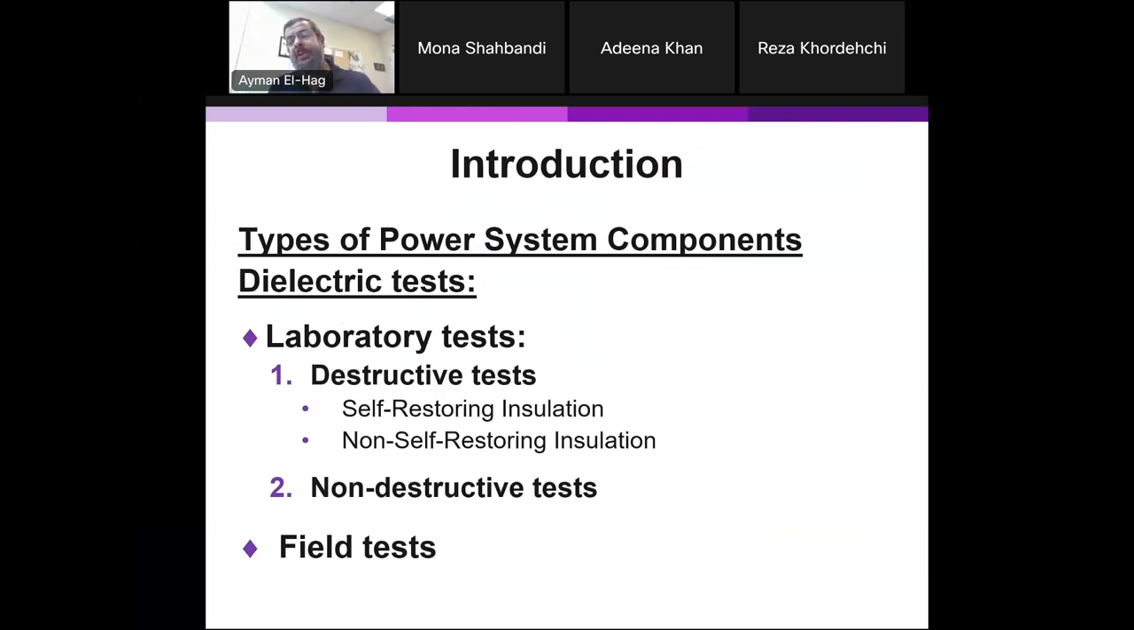However, non-restoring insulation systems, for example XLPE in a cable, are not like that. Once the cable has failed, it has failed. You have to throw it away. Non-destructive tests, which we'll talk about next week, give you some quantitative measure to tell you how good or how bad your insulation is. And of course, the most common non-destructive test that we use is partial discharge. Partial discharge is considered, from testing different equipment, as one of the good indications of how good the insulation system is.